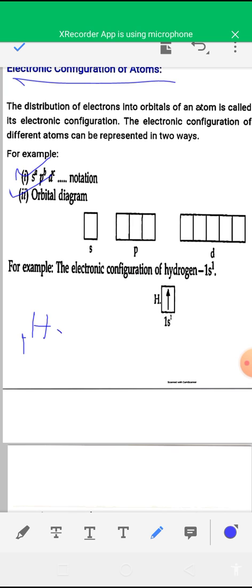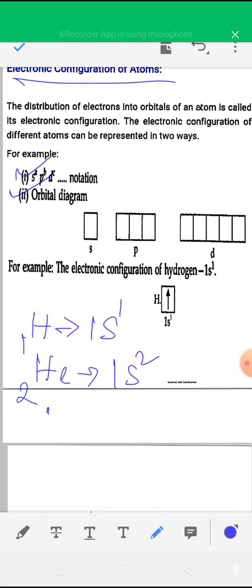Hydrogen has only one electron, so the electronic configuration will be 1s1. Helium has 2 electrons, so the electronic configuration of helium will be 1s2. For lithium, which has 3 electrons, in the first orbital you have to give 2 electrons in the s orbital, and in the 2s orbital 1 electron. First you have to write the symbols of the orbitals in increasing order.